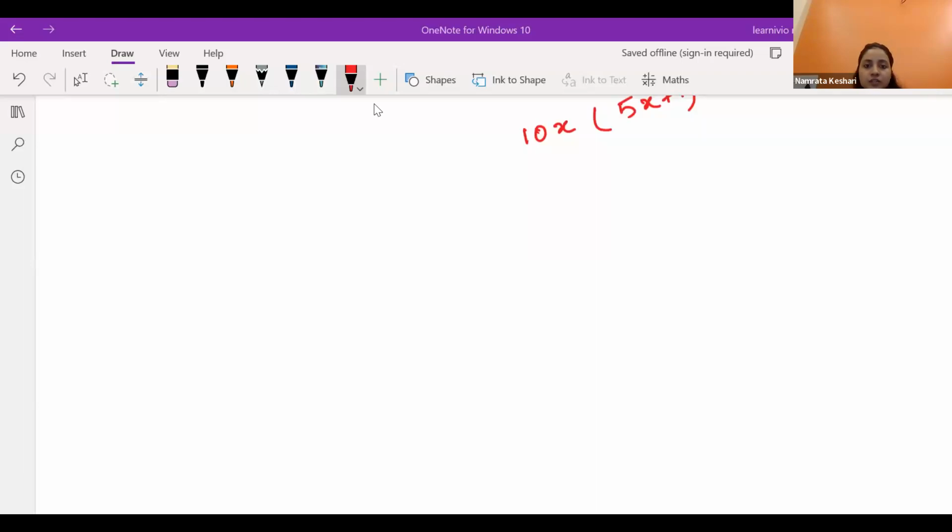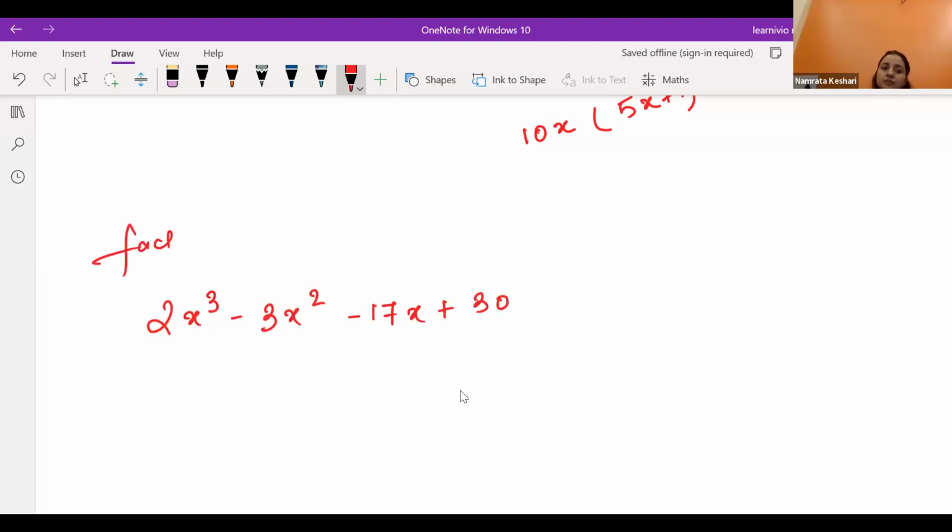Okay, no worries, Ifra. Let's continue. Factorize 2x cube minus 3x square minus 17x plus 30. Please do the factorization. Do it now. Give me a minute.